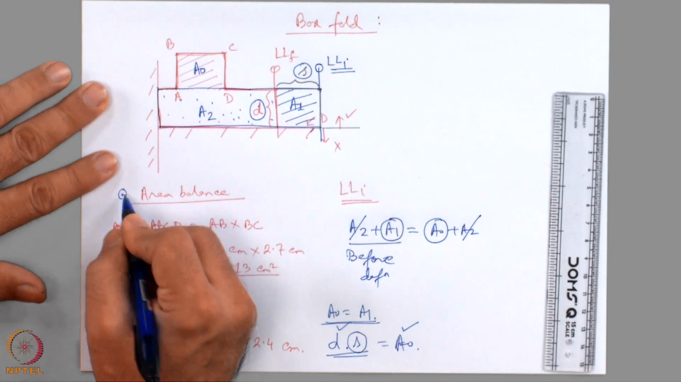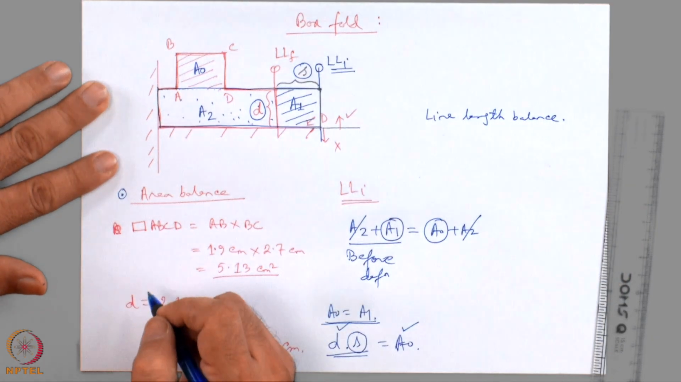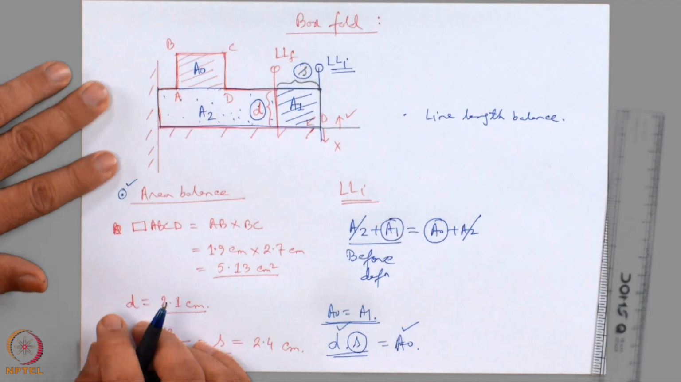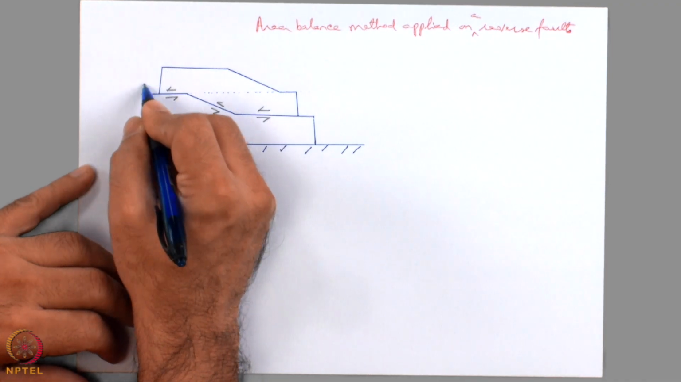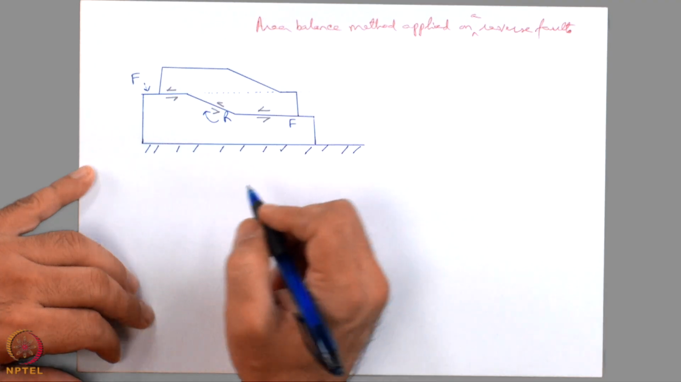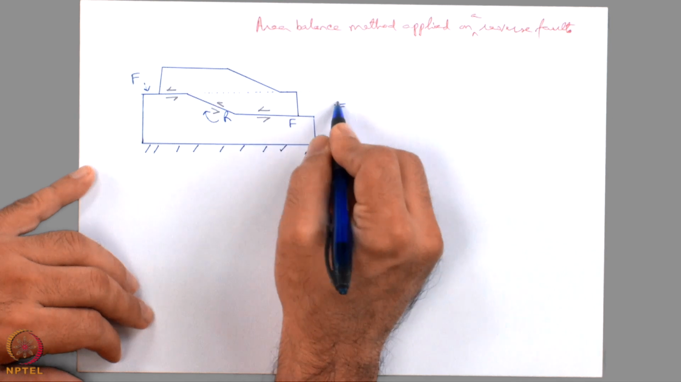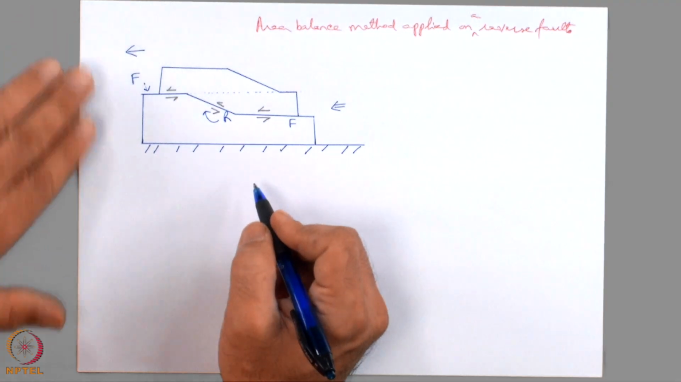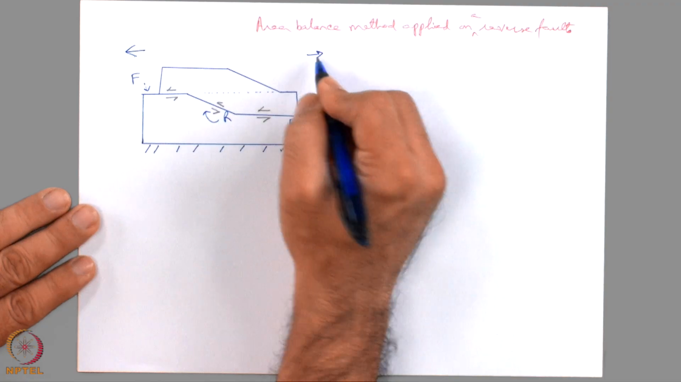Suppose instead of doing area balance, one goes for line length balance, then also one can restore and the question remains which one will be preferred, area balance or the line length balance. Consider a simple case of a reverse fault having a flat ramp and a flat geometry and the soft hanging wall material has moved over this fault with a divergence in this geographic direction, which is same as the foreland direction. This is the hinterland direction.